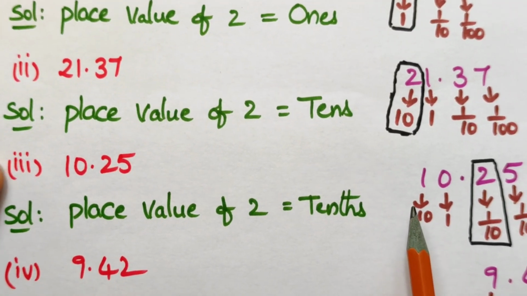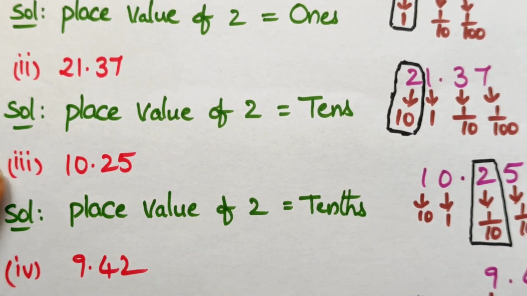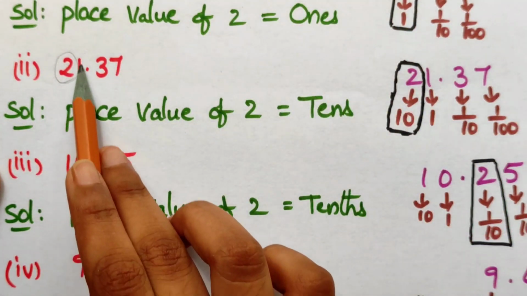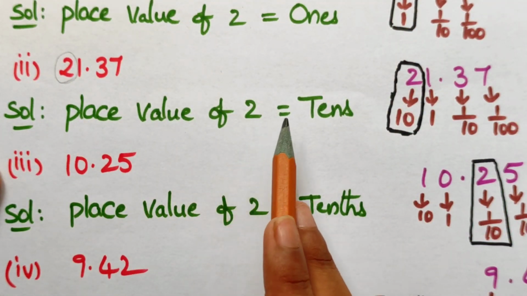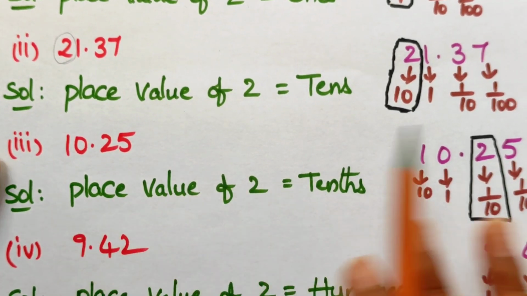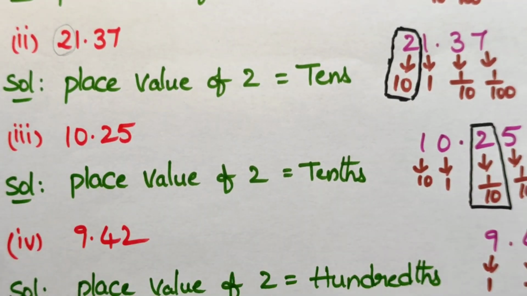So now let us see the second bit, that is 21.37. Place value of 2 is tens. Here place value of 2 is tens. So place value of 2 is equal to tens. Here tens. Place value of 2 is tens. And let us see third bit, that is 10.25.